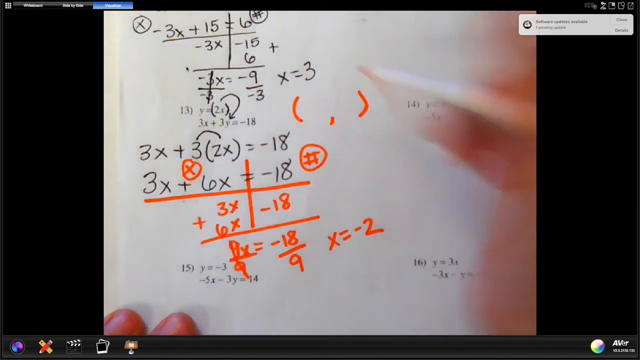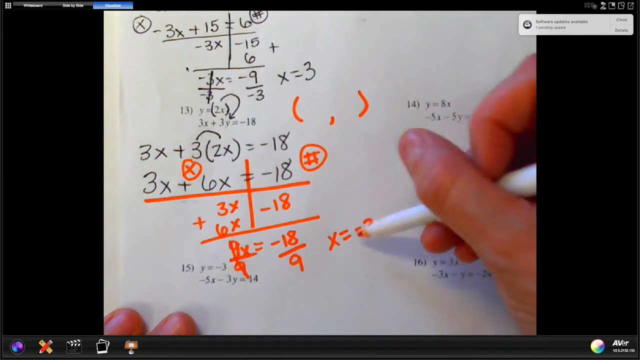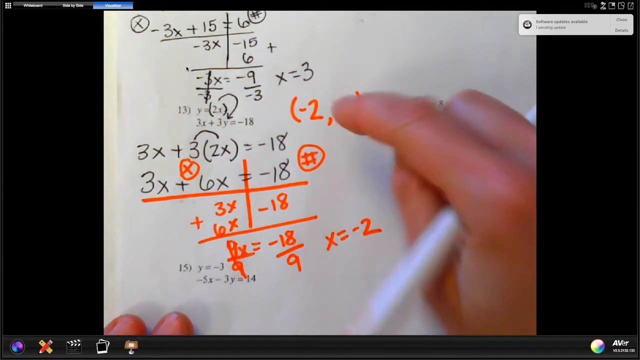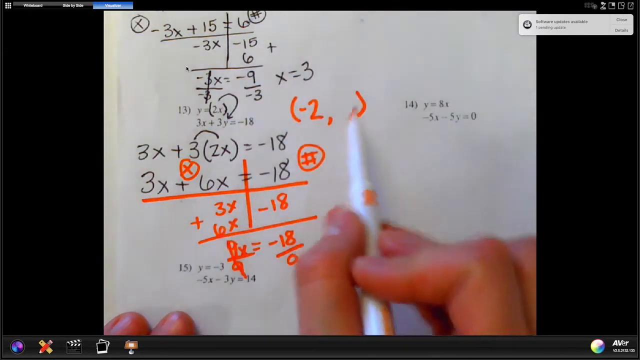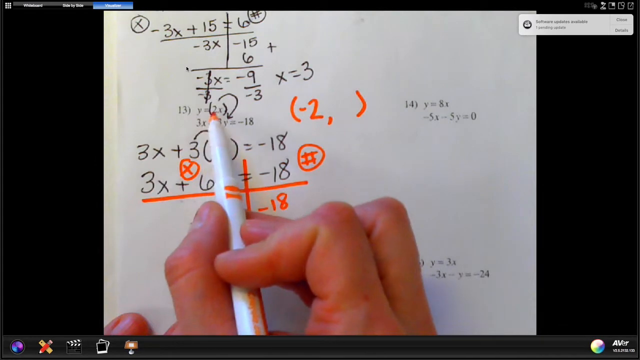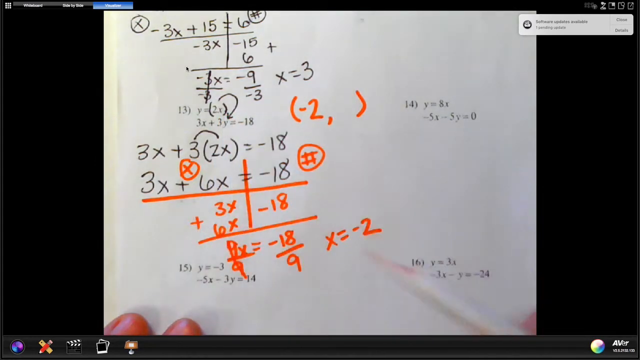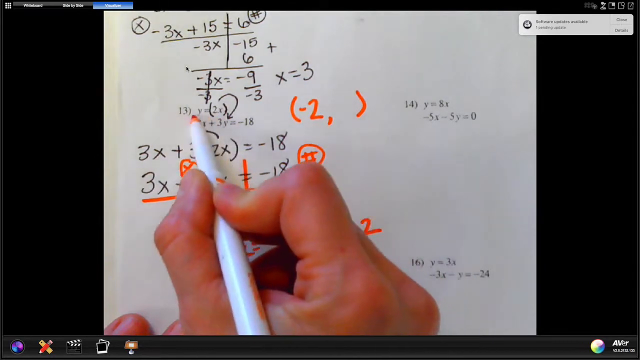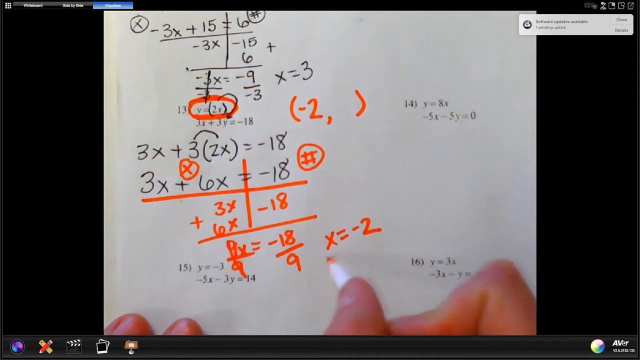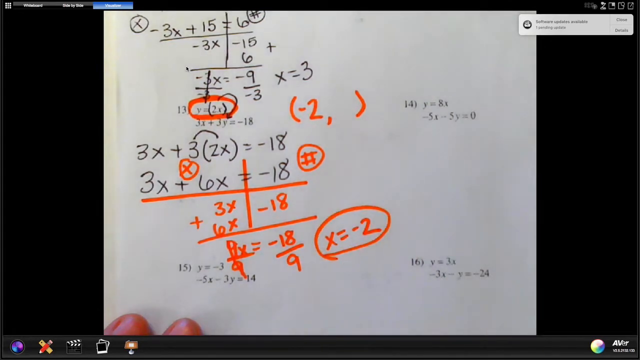Okay, so now I do have one of my answers. I have the x value, so I'm going to put negative 2 here. The problem is I do not have the other answer yet. If I look back above, it says y equals 2x. So I can't just fill in 2. The way I do that is I'm going to take this smaller equation now, and use my answer here, and substitute.